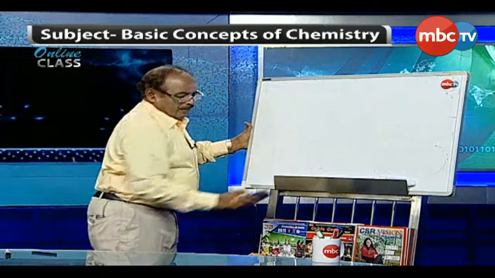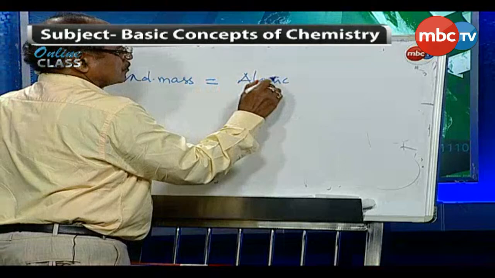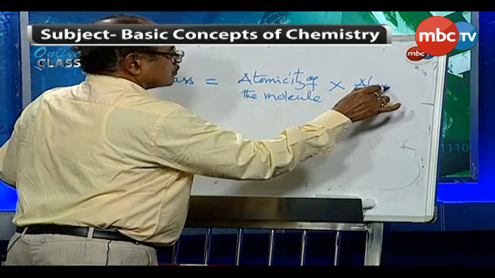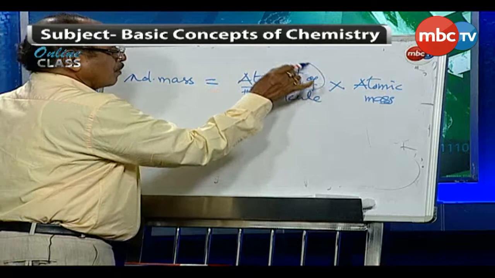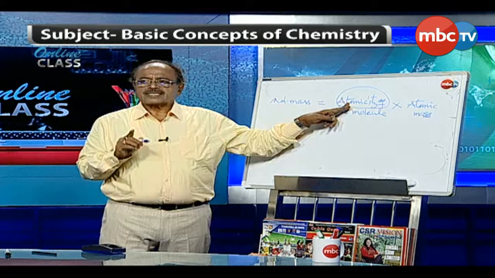The molecular mass will be calculated as the atomicity of the molecule multiplied by the atomic mass. What is atomicity? Atomicity means the number of atoms present in an elementary molecule. The number of atoms present is called atomicity.